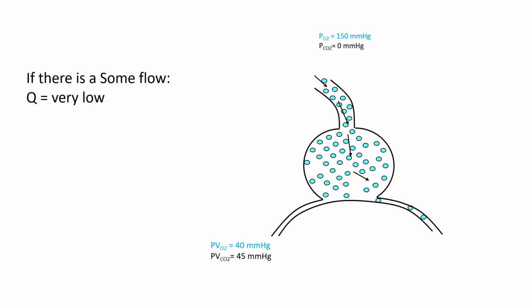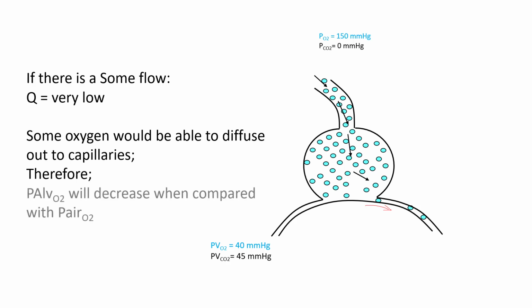If there is some perfusion, you see that some of the oxygen will be removed through the capillaries by diffusion, and thus the partial pressure of oxygen in the alveoli is going to drop down a little bit. Here the alveolar PO2 is around 130, and as the amount of flow increases, this is going to drop even further.